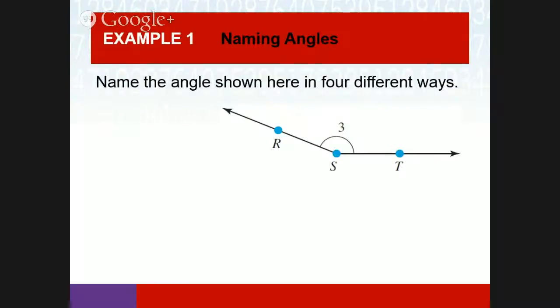So first example, find 4 ways in which to name this angle. Pretty straightforward, right? I could call this angle 3. I could call it angle RST. I could call it angle S, or I could call it angle TSR. Really, where this becomes important is later on, I'll give you a figure with a lot of angles on it and say, find the measurement of angle RST. So you know exactly what angle I'm talking about. Or angle 3.